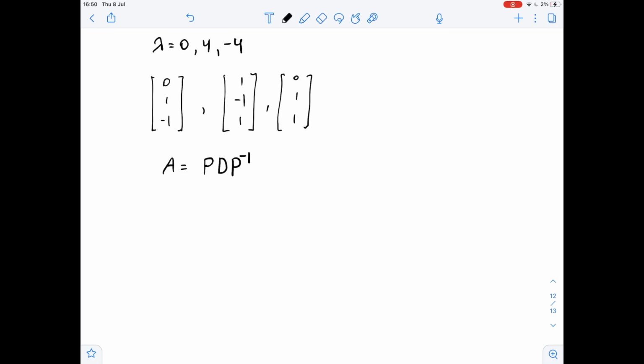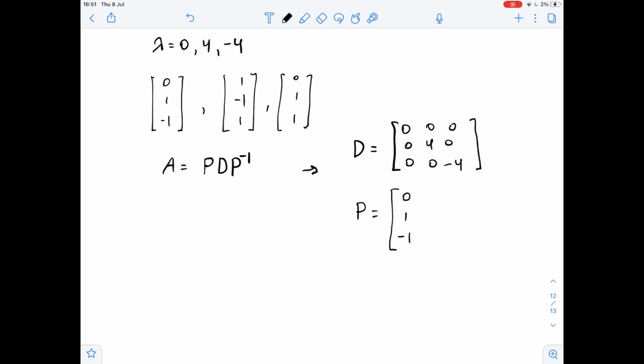So that means that D equals... So our eigenvalues are 0, 4, -4. So diagonal entries are 0, 4, -4, and the rest of the entries are zeros. And matrix P consists of eigenvectors as columns. So the first eigenvector is 0, 1, -1, so it's the first column. The second one is 1, -1, 1, the second column. And the third one is 0, 1, 1, the third column.